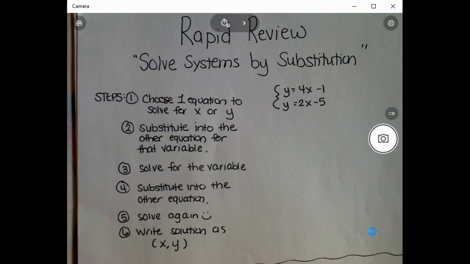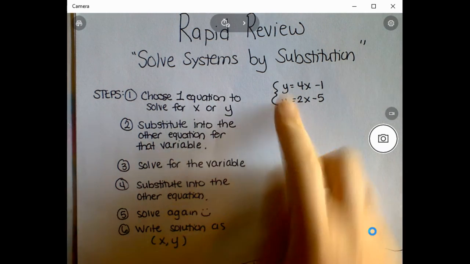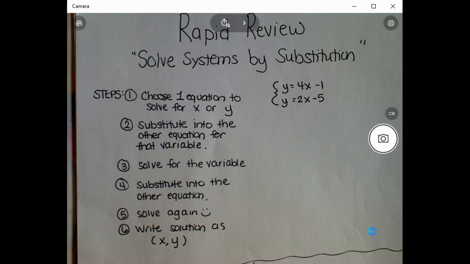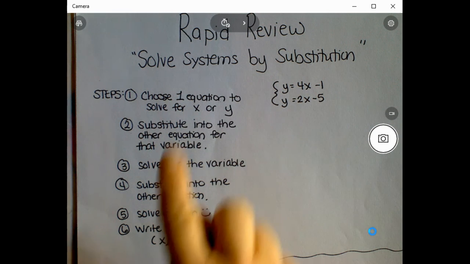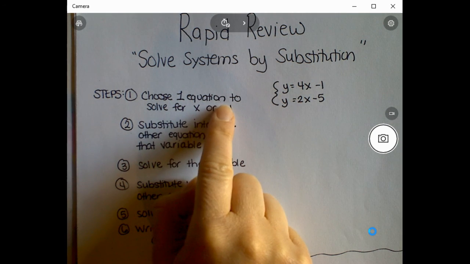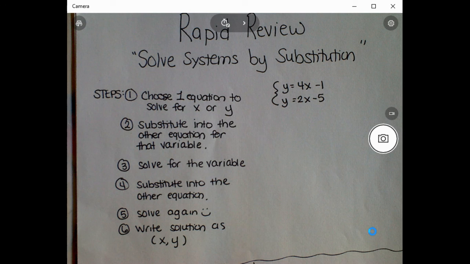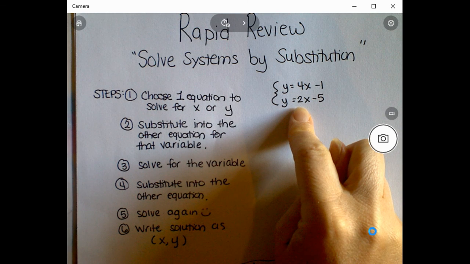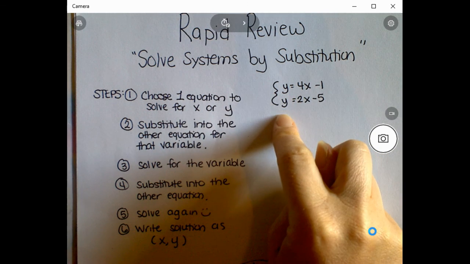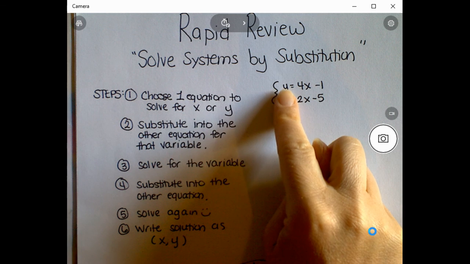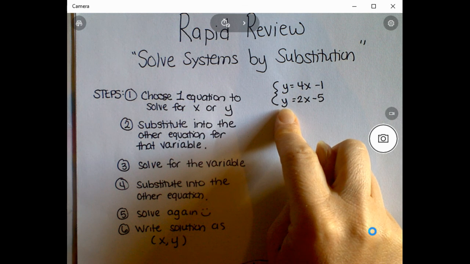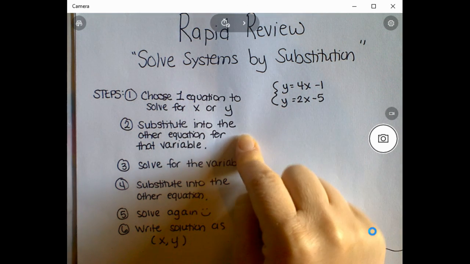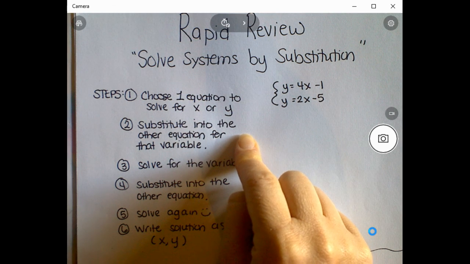Systems of equations, again, are two or more equations that are graphed on the same coordinate plane. For systems of equations by substitution, you want to choose one of the equations to solve for x or y. Sometimes that's super easy to decide which one, and sometimes it's not. And this one actually is a case that people find very difficult because they are both solved for one variable. In this case, they're both solved for y. Step 2, substitute into the other equation for that variable.